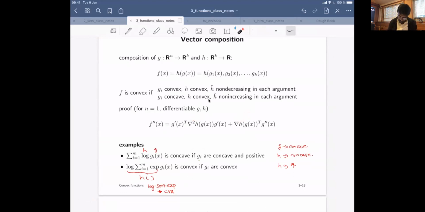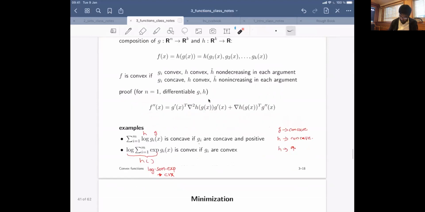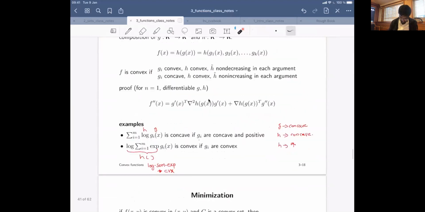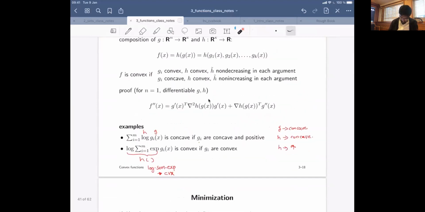So now we can come up with a similar rule. Just as for this function to be convex, assume that this guy is greater than or equal to 0, and see what happens at each step. So let's take an example. First is this log g_i(x). Now just see what that is.